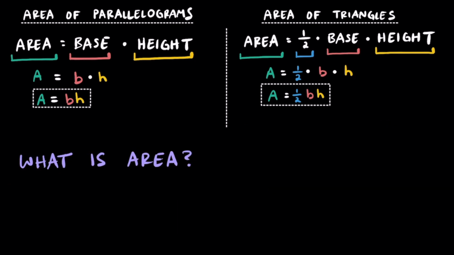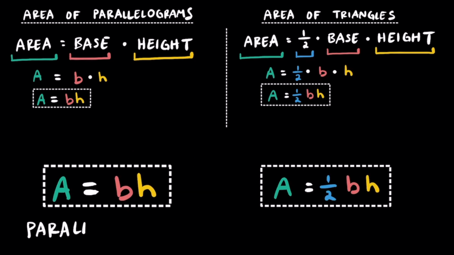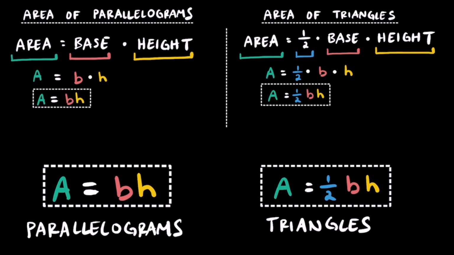To summarize, it's really important to really understand what area actually is. Basically, area is just telling us how many of these 1 unit by 1 unit squares are in each of the shapes that we have. One of these little squares has the area of 1 square unit, and the area of any 2D shape is the number of these 1 by 1 unit squares inside of it. These are the two important formulas that you need to know to find the area of parallelograms as well as triangles.